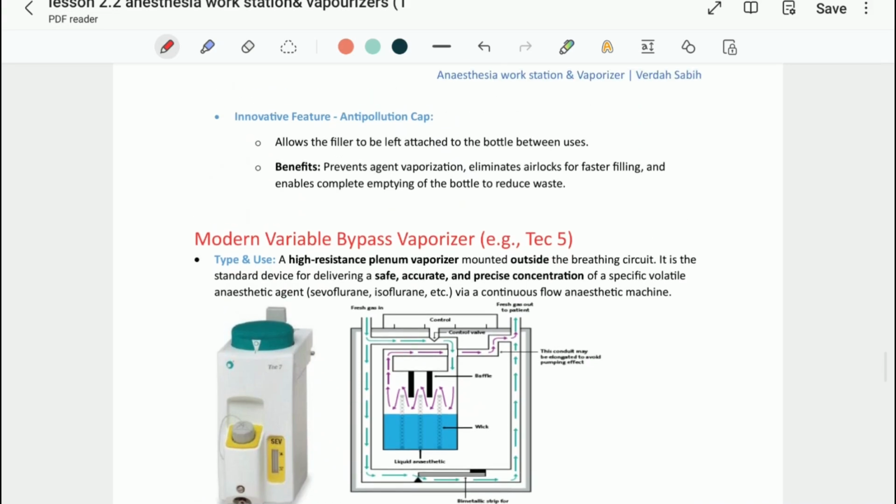In the modern filling keys, their innovative feature is the anti-pollution cap that allows the filler to be left attached to the bottle between uses. What are the benefits? They prevent agent vaporization, eliminating airlocks for faster filling, and enable complete emptying of the bottle to reduce waste.